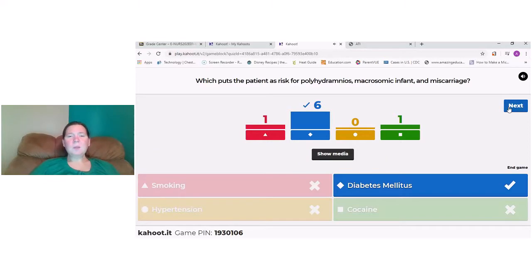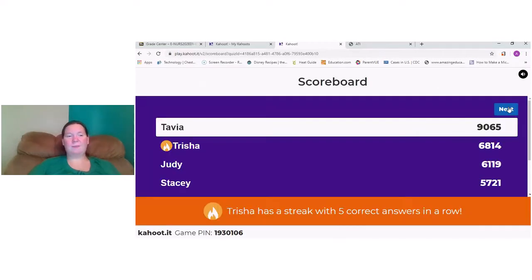Great job. Diabetes. So the polyhydramnios and the miscarriage can be caused by multiple things, but the big key word here that you should associate with diabetes whenever you see it is when you have macrosomia or a macrosomic infant or a large infant.